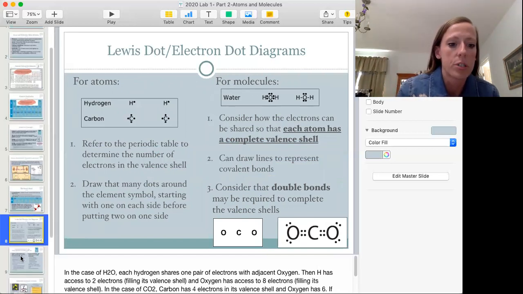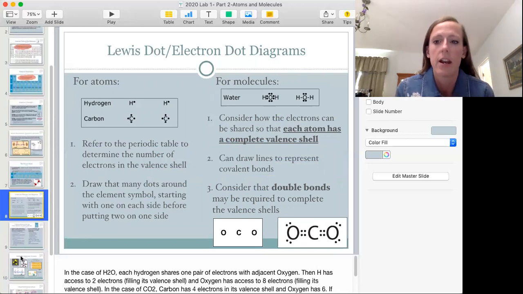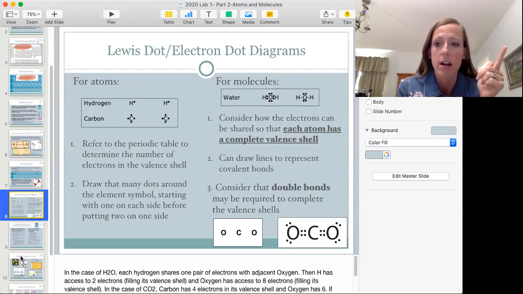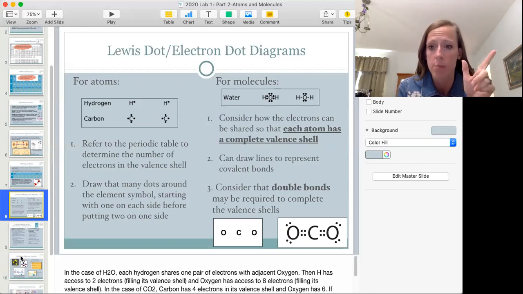I think we covered most of the content. Now I want to show you how to draw Lewis dot or electron dot diagrams. So for hydrogen or carbon, which are atoms, or anything else, oxygen, it's a very simple process to draw a Lewis dot diagram, okay? Basically, you need the chemical symbol, and you need to know how many electrons are in the valence shell of that element, okay?